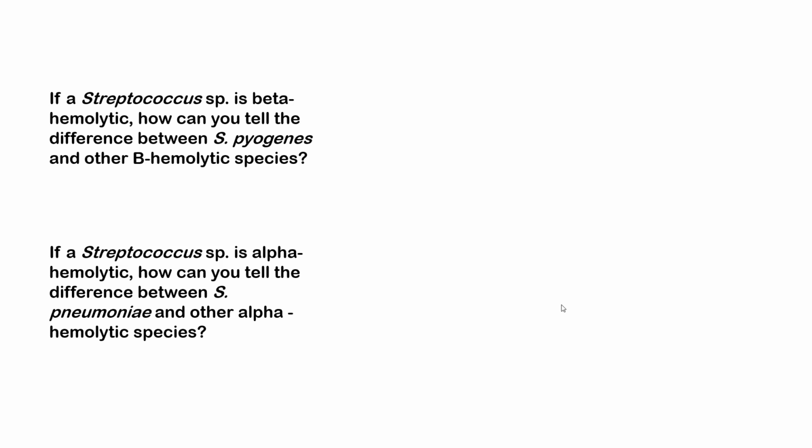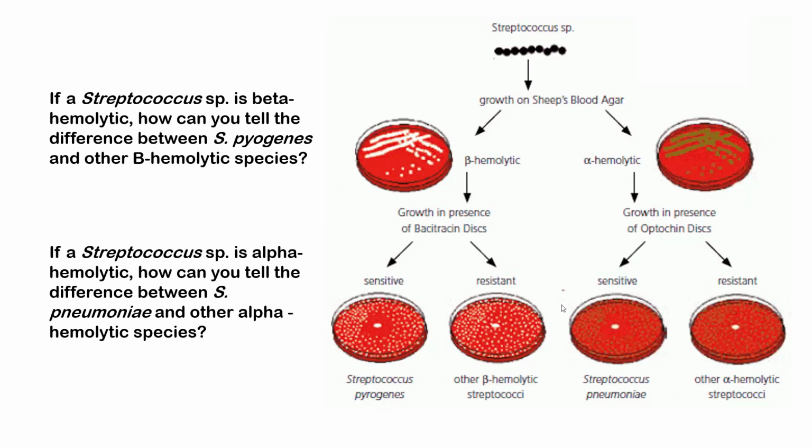Okay. If we get a Streptococcus species, so it belongs to the genus Streptococcus, and it is beta hemolytic, there's actually a number of potential microbes that it could be. How can you tell the difference between Streptococcus pyogenes and other beta hemolytic species? Likewise, if you have a Streptococcus species and it's alpha hemolytic, how can you tell the difference between Streptococcus pneumoniae and other alpha hemolytic species, of which there are many? So this flow chart here shows you what you could do.